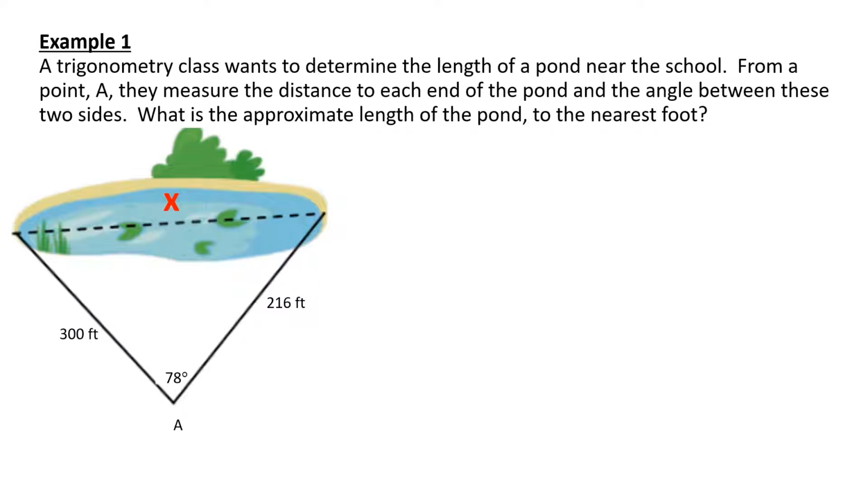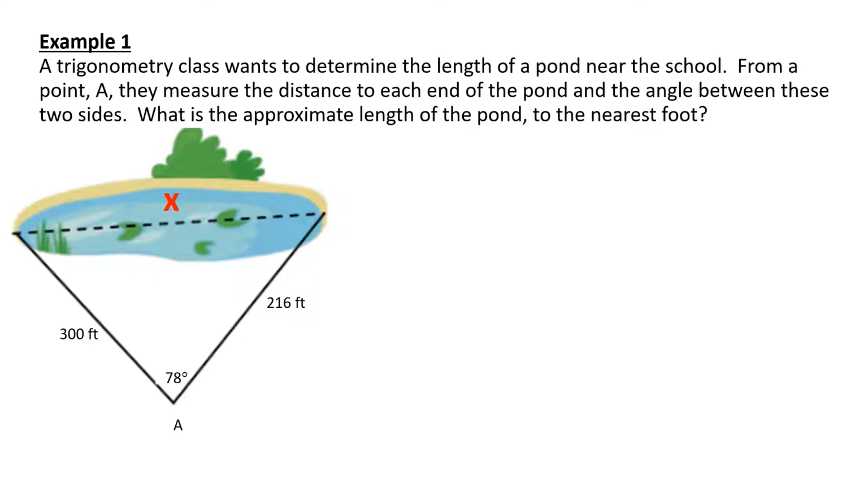We've got a trigonometry class that wants to determine the length of a pond. It would be hard to measure a pond because you can't walk across the water with a measuring device. So what they did, they found a point A, and they measured from point A to each end of the pond. The angle between those two sides is 78 degrees.